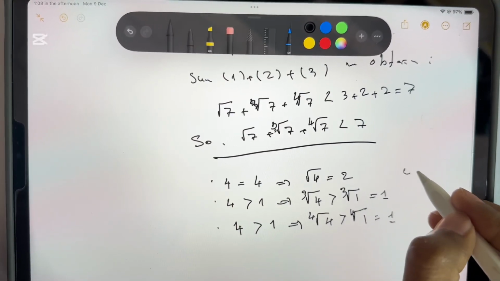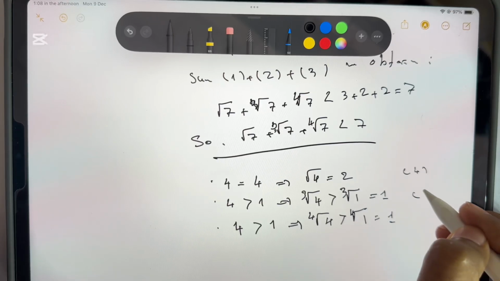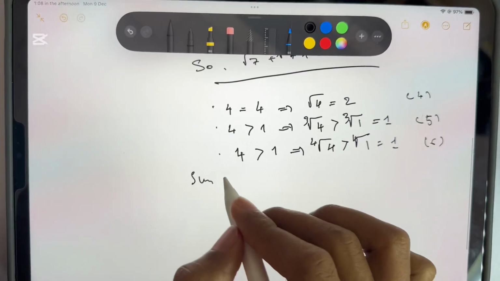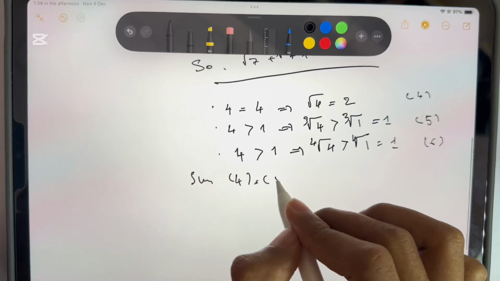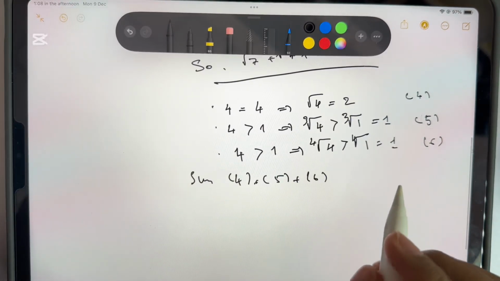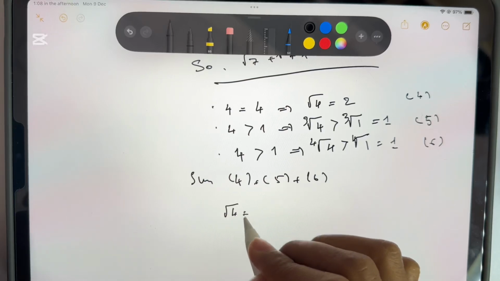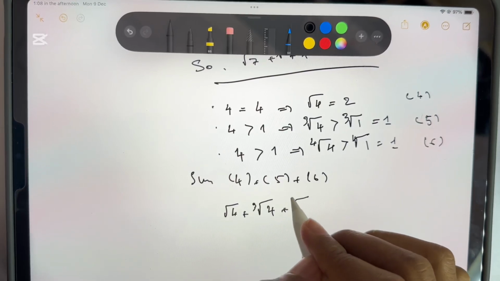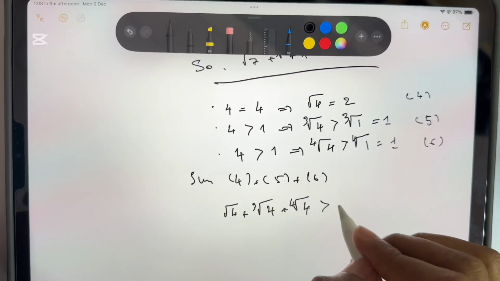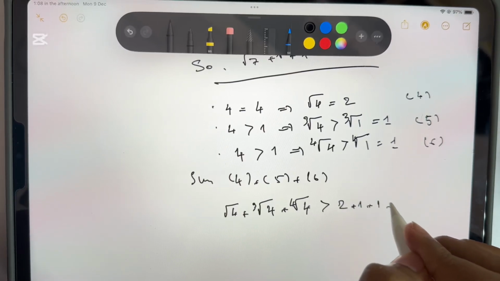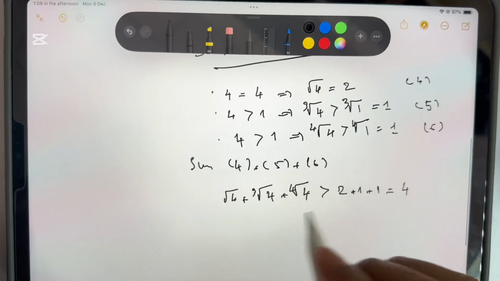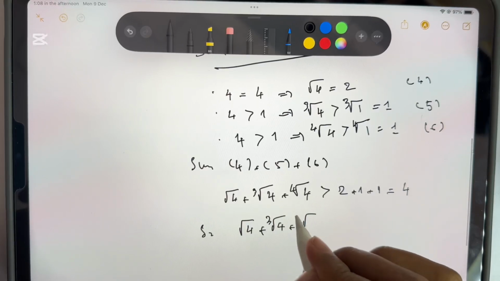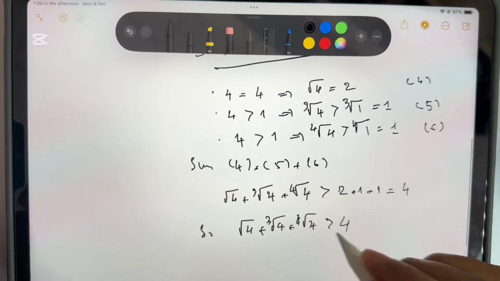So we consider inequalities 4, 5 and 6, and we sum them. The square root of 4 plus the cube root of 4 plus the fourth root of 4 is greater than 2 plus 1 plus 1, which is 4. So the square root of 4 plus the cube root of 4 plus the fourth root of 4 is greater than 4. It is really right.